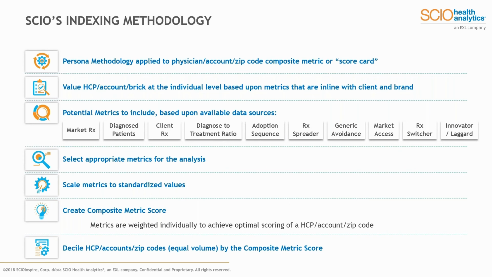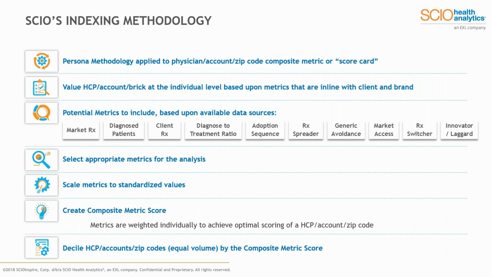So this slide is an example of developing a scorecard, in the process that summarizes the steps, including identifying the relevant data, which could be a combination of HCP or patient level data. For example, we have market Rx or diagnosed patients, adoption sequence, market access information. There's a variety of different metrics that can be included in how we value an HCP or a facility. So in general, we would identify, based on the client's needs, what those data sources might be.